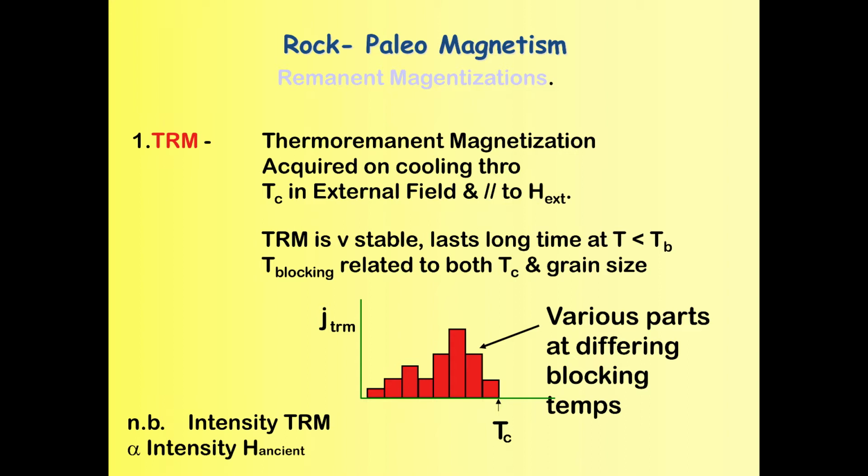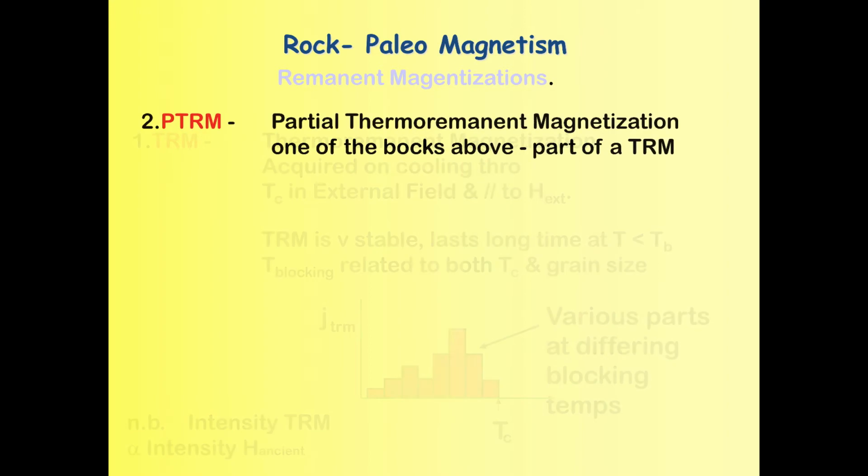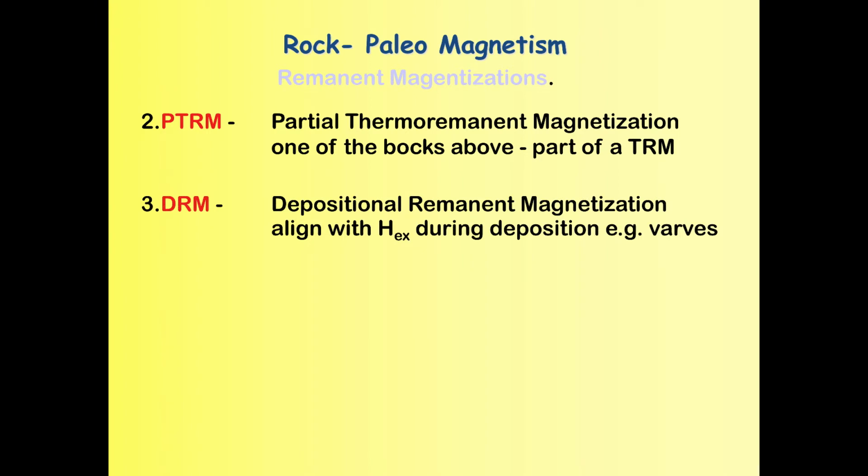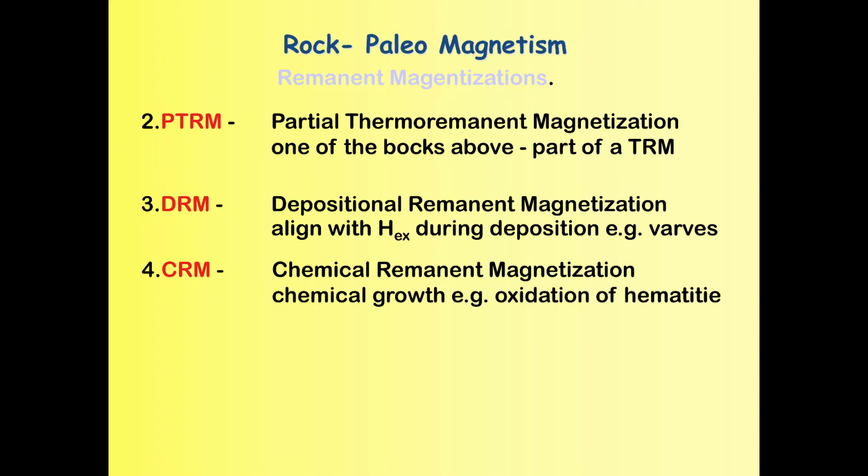We actually know that experimentally. Whether we can use that to estimate how strong the magnetic field was in the past is a little bit debatable. We also talked about partial thermal remnants and depositional remnant magnetization, and we said a few words about chemical remnant magnetization, which is the way in which hematite often acquires its magnetization as it forms by oxidizing magnetite.